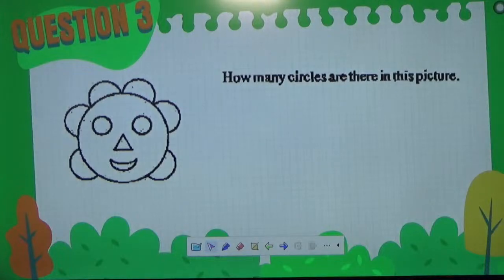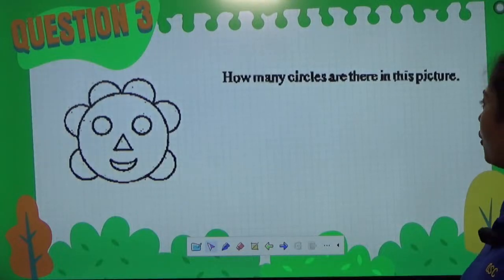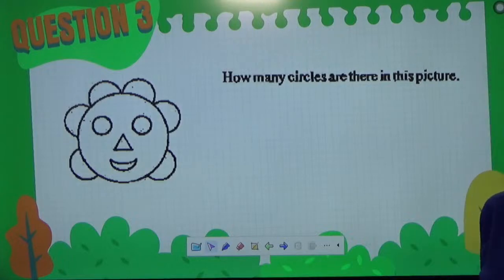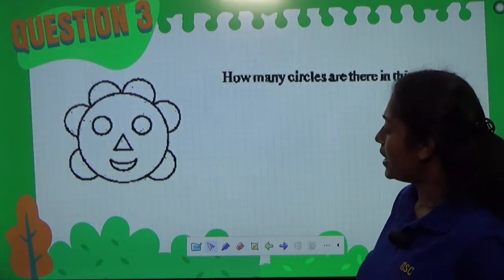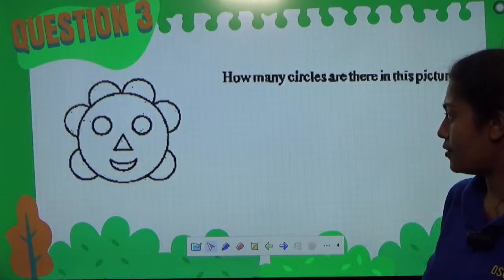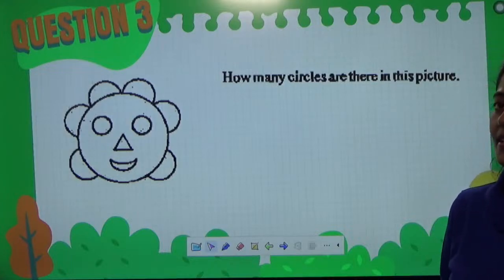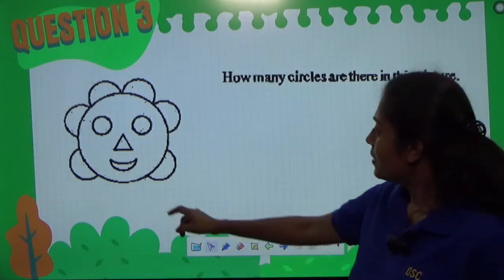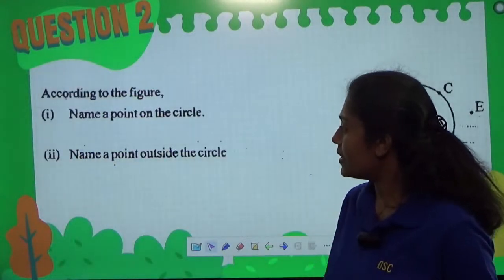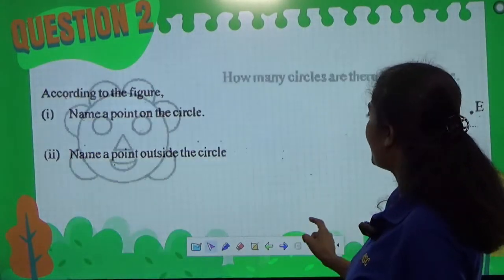Here again is an easy question. How many circles are there in this picture? You can count. Yes, only 3 circles are there. You can't count half circles. This part also is not a circular part, right?